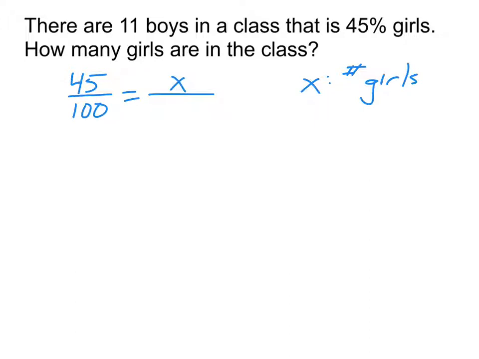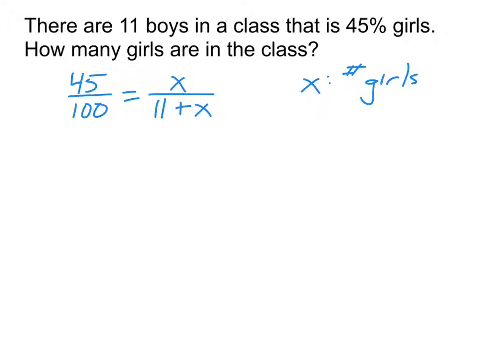Okay. So I know I have 11 boys, but I don't know how many girls I have here. All I know is I'm calling the number of girls x. Okay, so if I want to know the total, I would have to do 11 plus the x. Or if you wrote it as x plus 11, of course, that's the same thing.